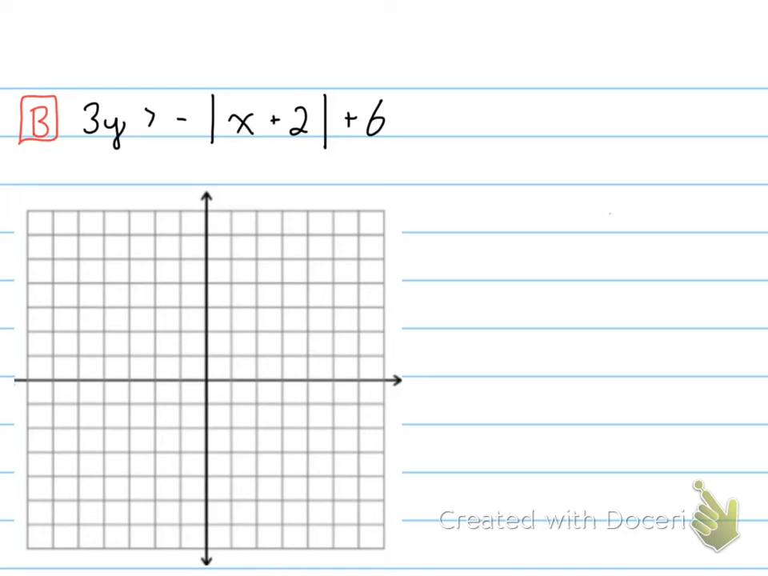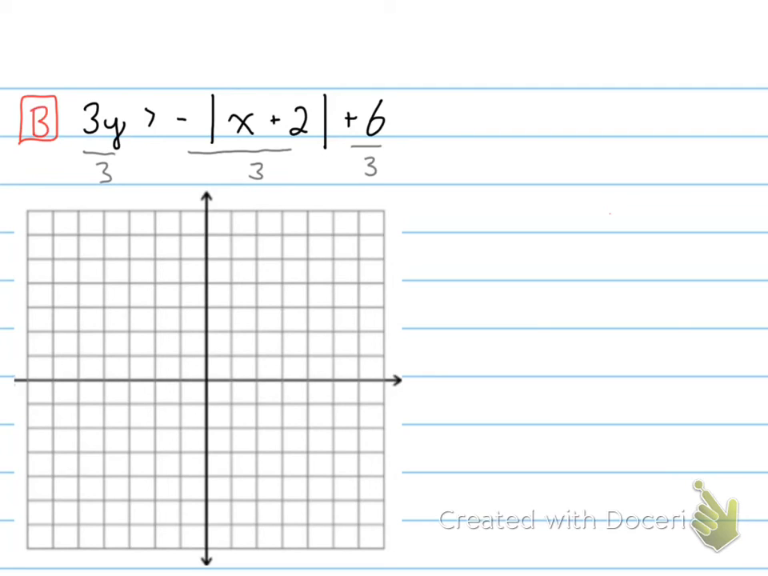Finally, let's end the day doing one more example problem. Here I have 3y is greater than negative absolute value of x plus 2, plus 6. So here I'm technically not in general form yet because that y is not isolated. Similar to that other example problem that we did, the only thing that I need to do to get y by itself is to divide everything by 3. Also notice I'm dividing by a positive number, so I don't need to worry about flipping that inequality.